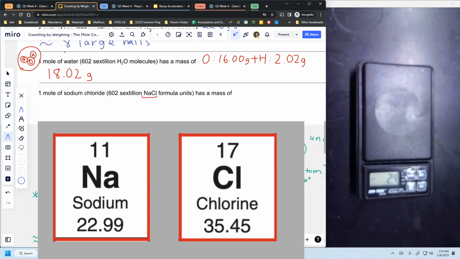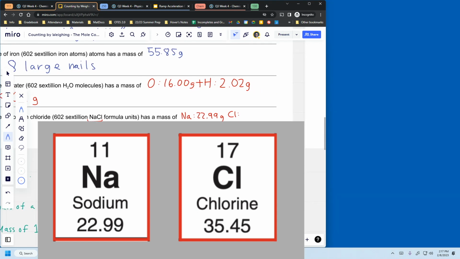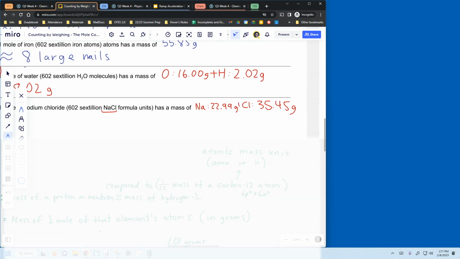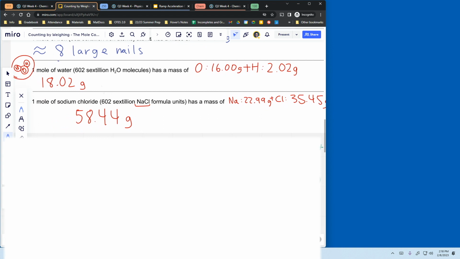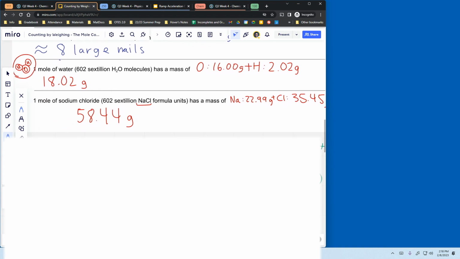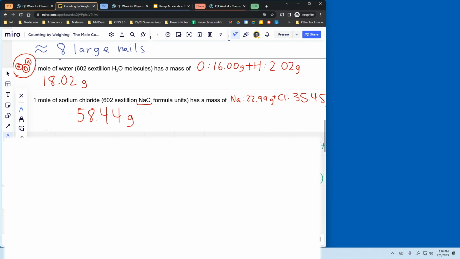And last, let's consider sodium chloride, table salt, NaCl. If I wanted to weigh out 1 mole, 602 sextillion units of NaCl, I need to go to the periodic table and see that the molar mass of sodium is 22.99 grams per mole. The molar mass of chlorine is 35.45 grams per mole. Since a mole of sodium chloride units would have an entire mole of sodium and an entire mole of chlorine, I have to add those two numbers up to get the molar mass for the compound. That's 58.44 grams per mole. If I measure out 58.44 grams of sodium chloride, I will have 602 sextillion NaCl units.